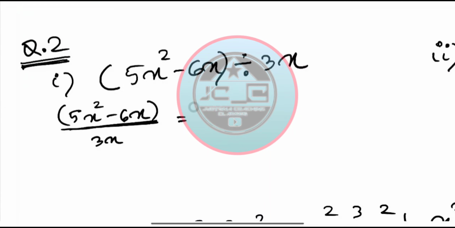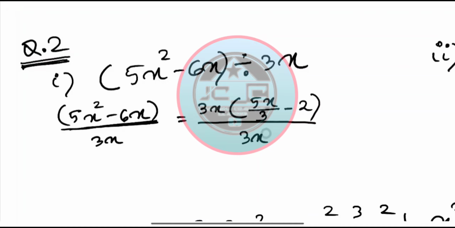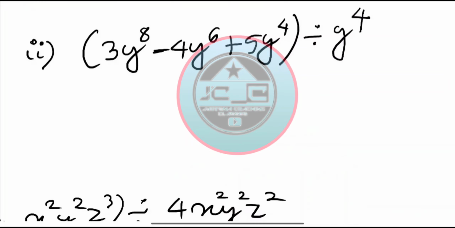Now by taking 3x out of this, we are left with 5x by 3, clear? Minus 2, okay, whole divided by 3x. Now the 3x gets cancelled, and we have 5x by 3 minus 2. This is the final answer. Or else you can have another answer like this.